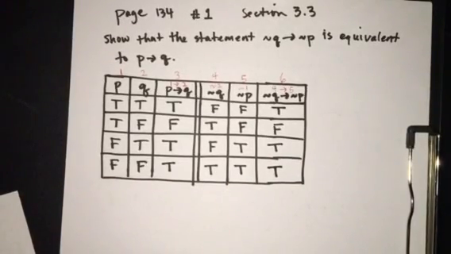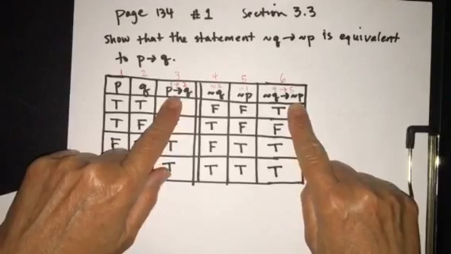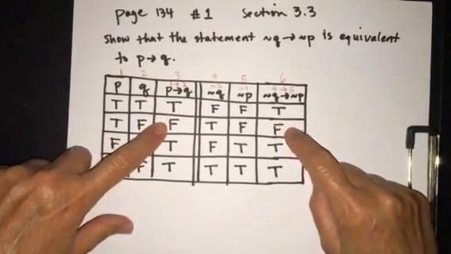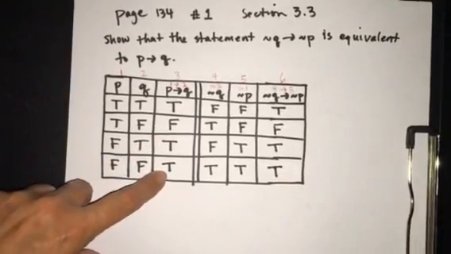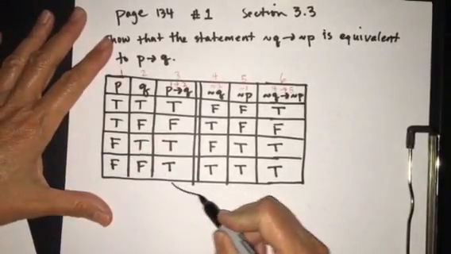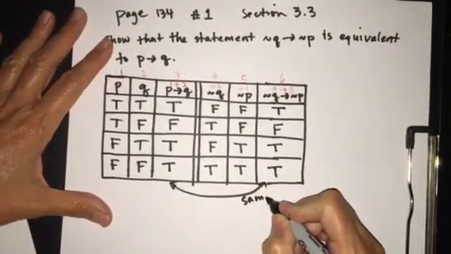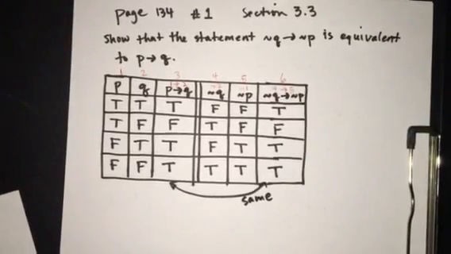That's true. Now for problem 1, they said show that these two statements are equivalent. Not Q, then not P is equivalent to P, then Q. If you look down at the columns, true, false, true, true, they are the same. So they are equivalent.